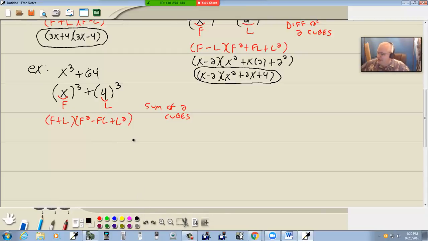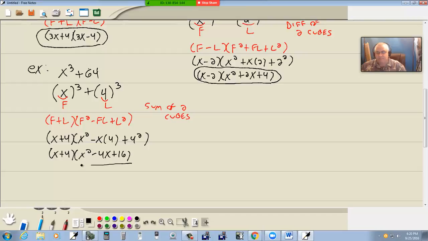Now everywhere I have an f, I'll plug in x, and everywhere I have an l, I'll plug in 4. So I got x plus 4 times x squared minus x times 4 plus 4 squared. So that gives us x plus 4 times x squared minus 4x plus 16. And that would be our answer.